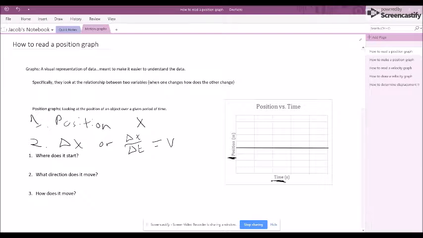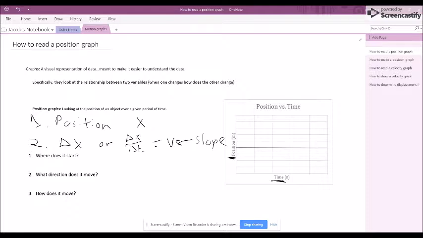And on a graph, our change in our dependent variable or our y variable, our position, over our change in independent variable or x variable is our slope. And so as our position changes one way or the other over a given time, we can find our velocity using that position graph.